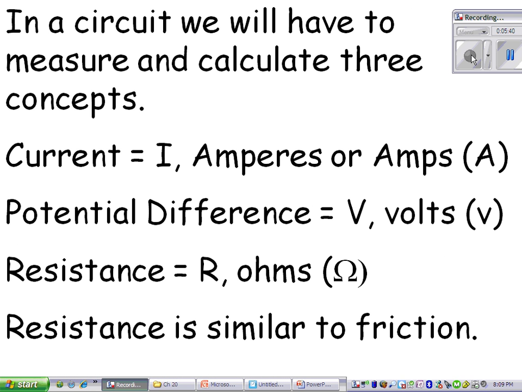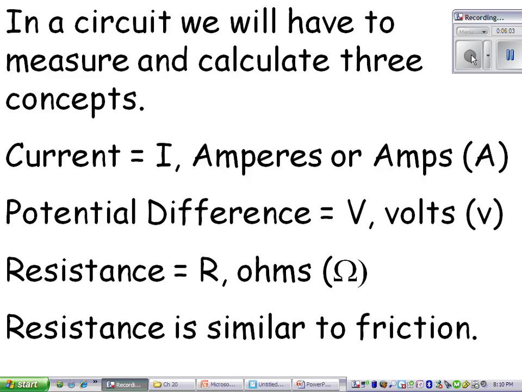So in a circuit, we'll have to measure and calculate three things. Current, which is I, is measured in amperes or amps, and has the letter A for its units. Potential difference equals capital V, which is volts, and the units are small v, actually. Resistance is capital R, measured in ohms, and the units are an omega symbol. And resistance is similar to friction.